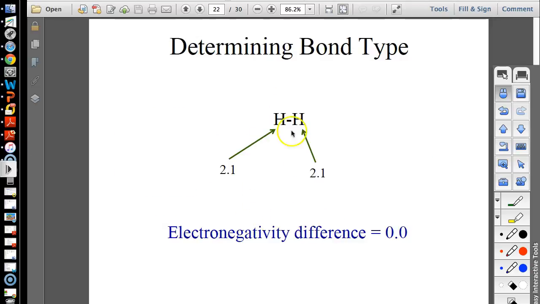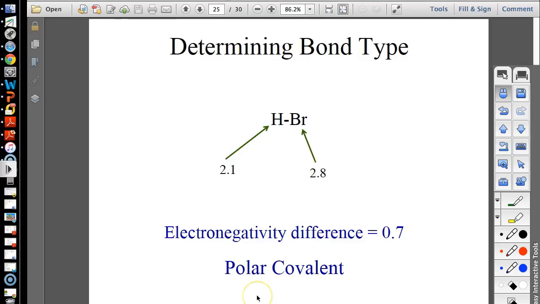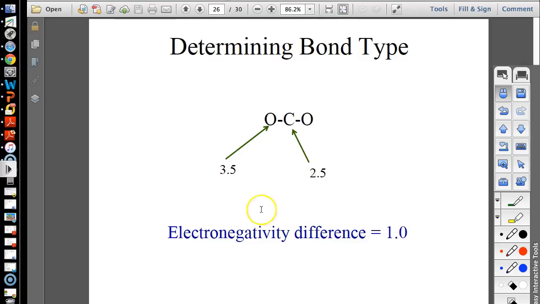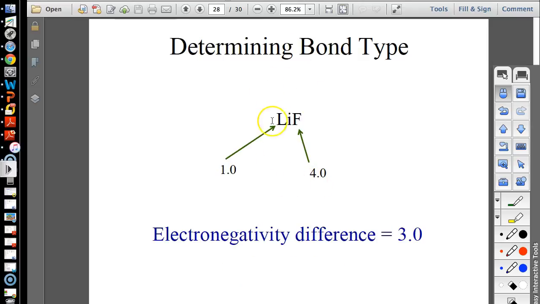Whoops. And so here's some more examples. Hydrogen gives you a 0. So polar covalent, and this is carbon dioxide. Notice the difference there is 1. This lithium fluoride, you would expect that to be ionic, and it is. You have an electronegativity difference of 3.